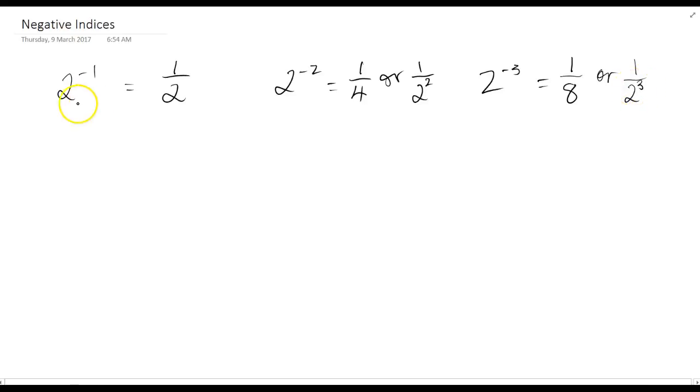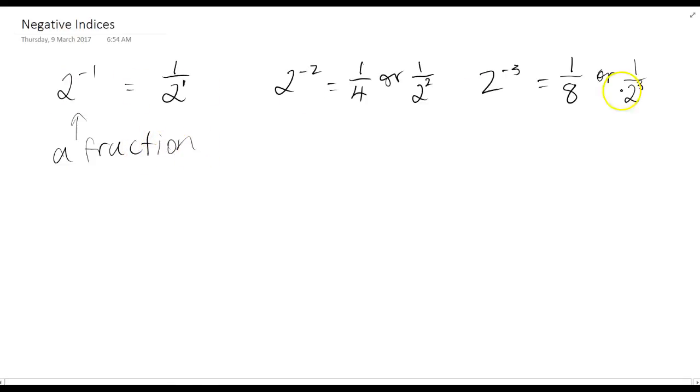So can you see here that in each case, and I'll go back to the first one and just pop a 1 here, so 2 to the power of 1 is just 2. In each case, the power in the denominator is now positive. So when we write an index notation with a negative index, it becomes positive in the denominator. So really this is just communicating a fraction. So anytime we get a negative index, we've got a fraction.